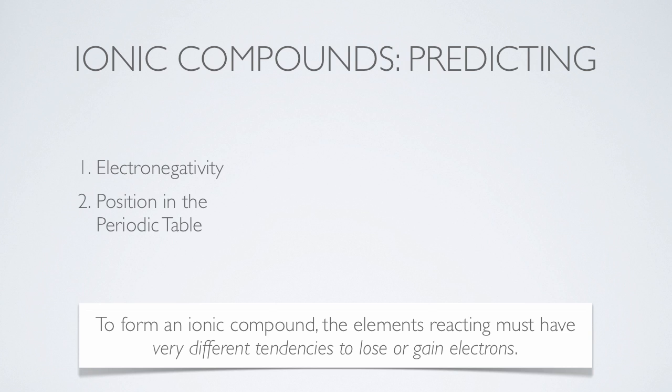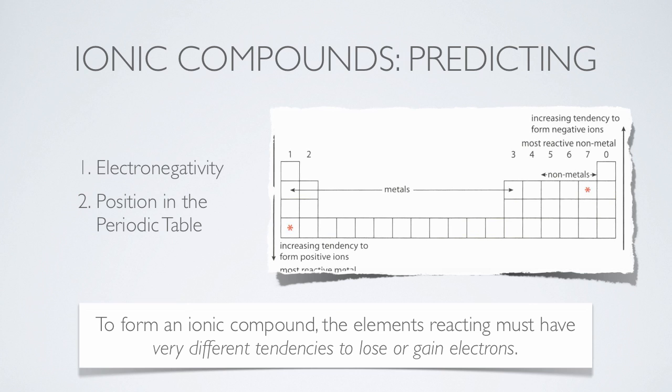We can also just look at the position of 2 candidate elements in the periodic table. We can do this because of the trends in electronegativity across the periodic table. And as you can see, most commonly ionic compounds are formed from a metal and a nonmetal.